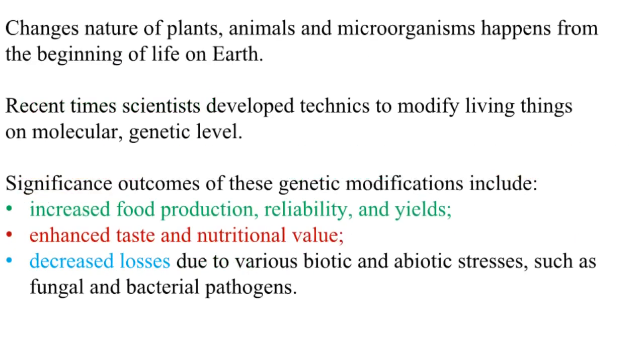Changes in the nature of plants, animals and microorganisms have happened from the beginning of life on Earth. In recent times, scientists developed techniques to modify living things on a molecular, genetic level. Significant outcomes of these genetic modifications include increased food production, reliability, and yields, enhanced taste and nutritional value, and decreased losses due to various biotic and abiotic stresses, such as fungal and bacterial pathogens.